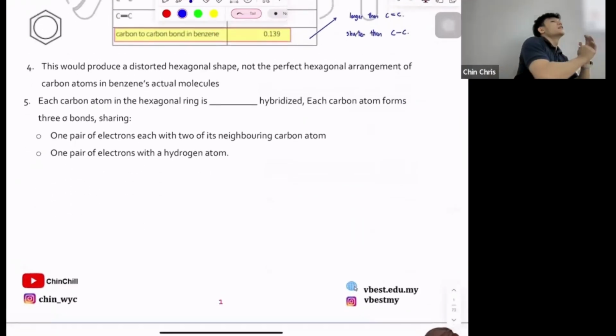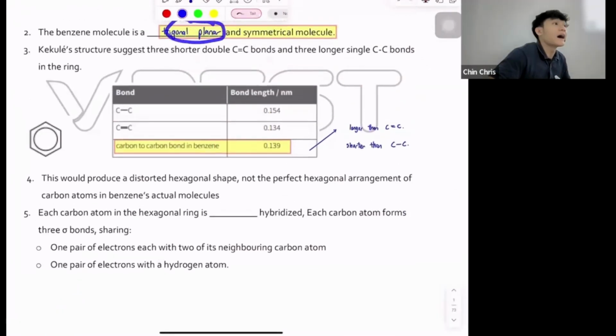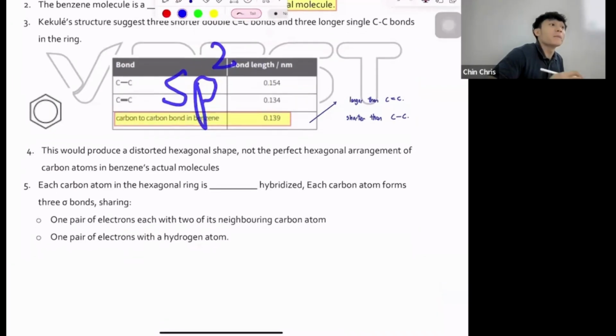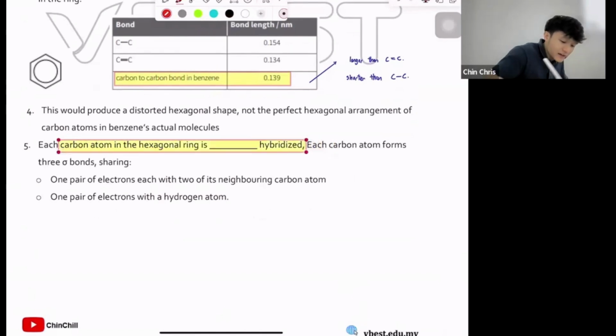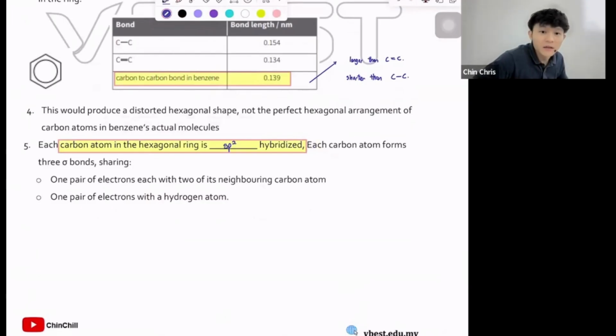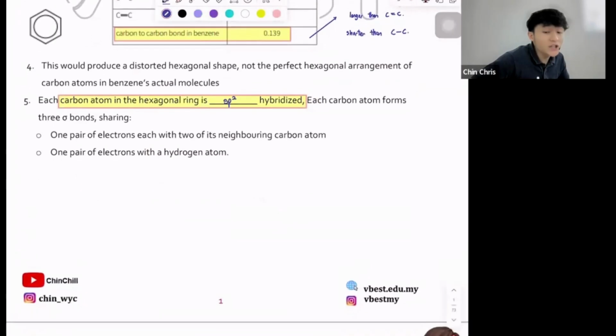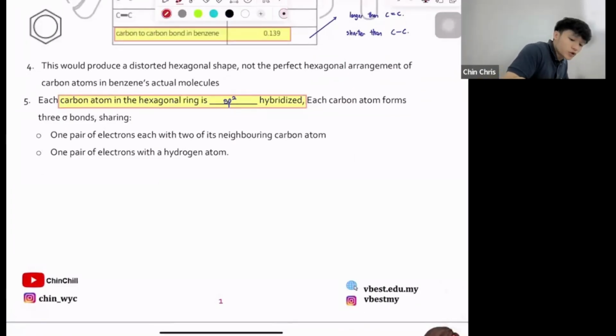Alright, guys, now let me test you on your AS knowledge. Trigonal planar structure, hybridization state? Trigonal planar hybridization state is sp2. Thank you so much. So remember, each carbon atom in benzene is sp2 hybridized. So each carbon atom, again, sp2, has 3 sigma bonds, right? Correct.